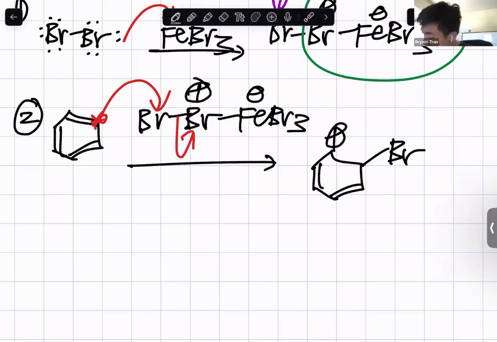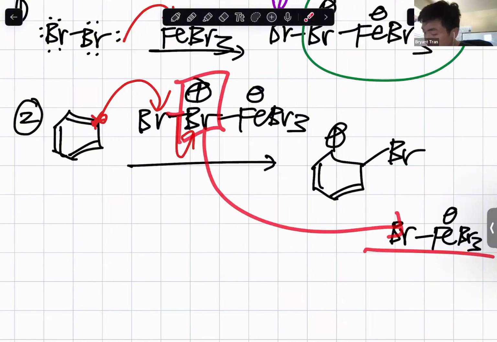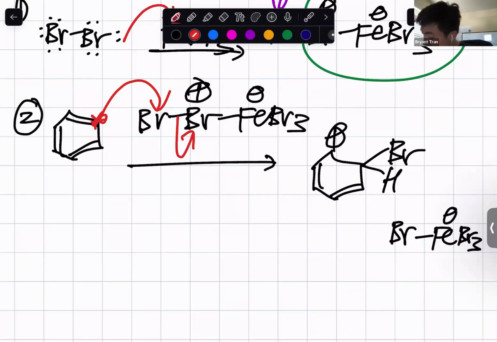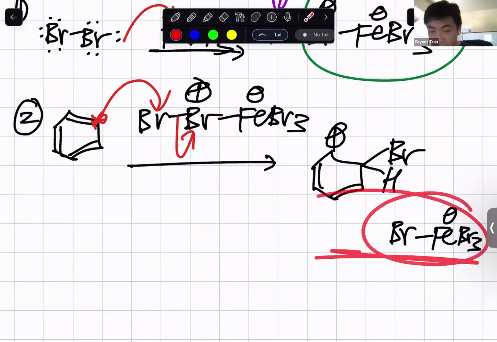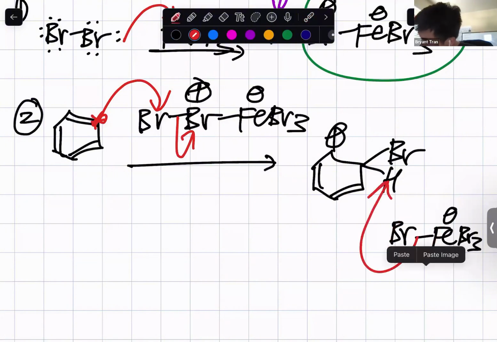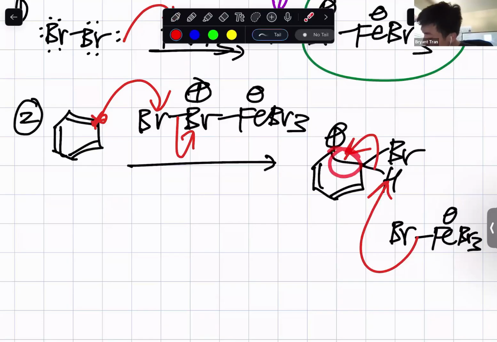Now, this is the leaving group that left. The iron is still negatively charged because it has 4 bonds, but this positively charged bromine is now neutral because it gained a pair of electrons from this bond right here. Now, the third step is to restore the aromaticity by doing an elimination reaction, where we could use this as the base for this specific reaction. Iron is negatively charged, so it wants to become neutral again. So bromine here will use this bond to grab that proton and give us our aromatic ring back here.